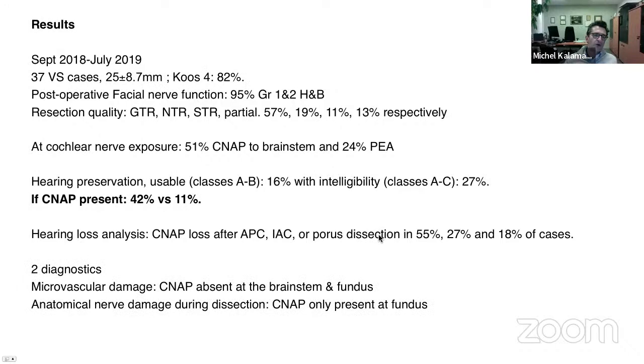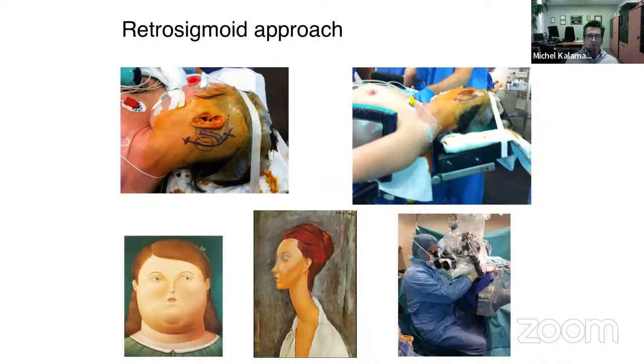And sometimes you are doing nothing on the cochlear nerve and you are suddenly losing the CNAP. I think it's vascular, and we are using papaverine. And at the end of the resection, if you have no CNAP at the fundus and at the brainstem, it means that the cochlear nerve is totally destroyed and it's vascular. In contrast, if you have a signal at the fundus but not at the brainstem, it means that something happened on the nerve during the dissection. So it doesn't help to preserve, but you can make a diagnosis of the loss of hearing, and it helps a lot.